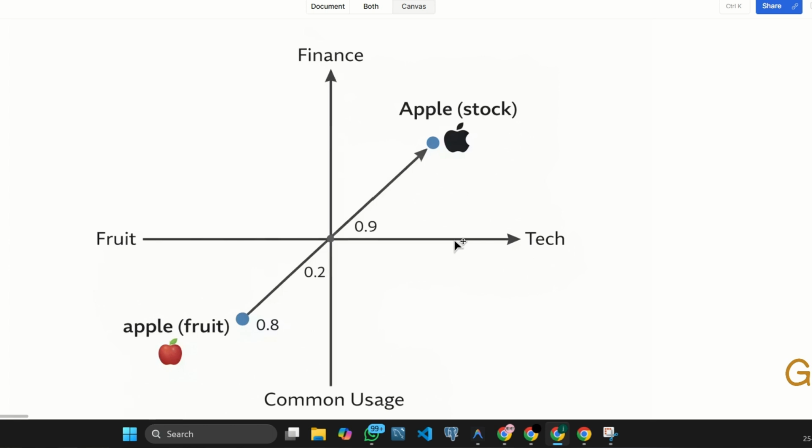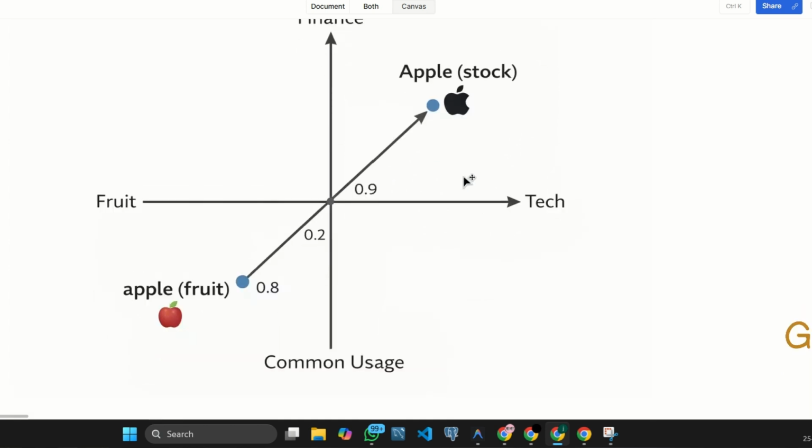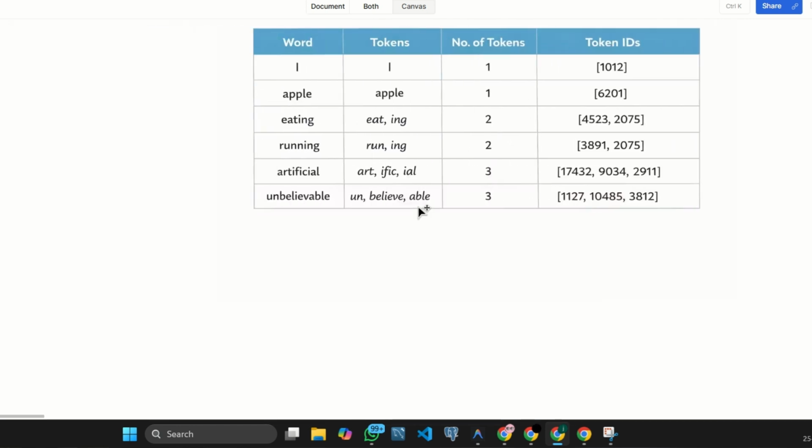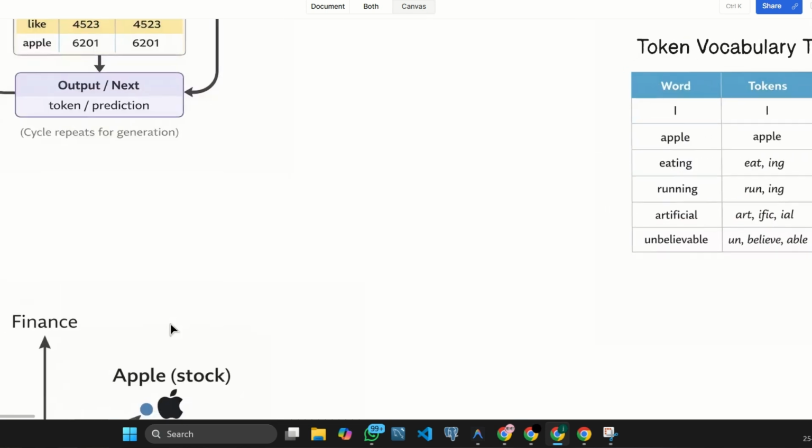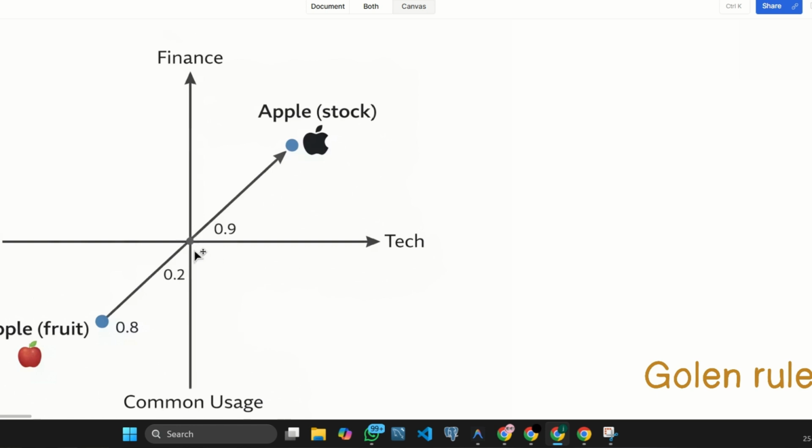But if you said "I like Apple mobiles," then it would be somewhere here. And if you said "the apple is sweet" or "it's not sweet," then it would be somewhere here. So it would understand that you are talking about the apple fruit or else Apple stock. So these are the vectors. It just plots your entire word. Now just see, here the apple is at the center, at 0.